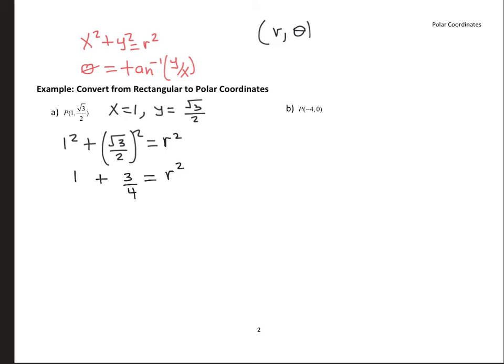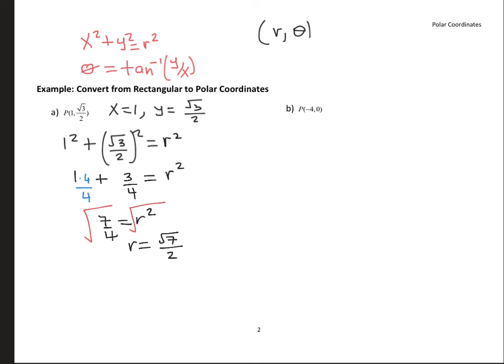And let's make this easier. I multiply by 4 over 4. So what do I get? I get 7 over 4 is equal to r squared. So that means r is equal to square root of 7 over 2 when I do the square root of both sides.